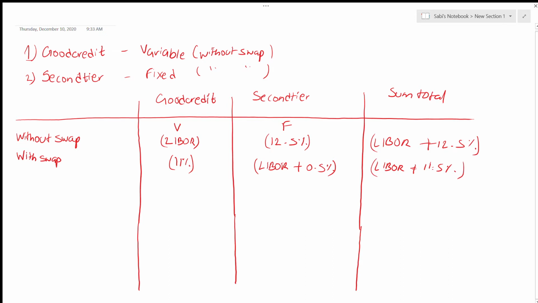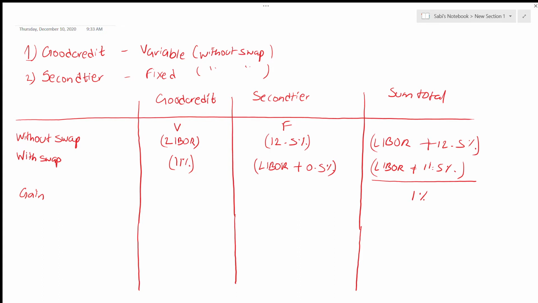Now what do you have to do? The gain. The gain you don't have to take separately for each, right? Whenever you go for a gain, always go to the sum total. From that total, you have to take the gain. What is the gain? When you take the gain, it is the difference between without and with swap, just minus both. So LIBOR gets cancelled. 12.5 minus 11.5, 1%. 1% is the gain.